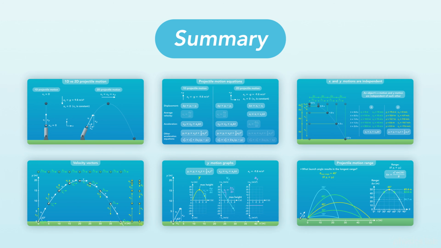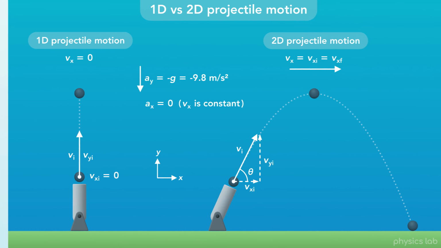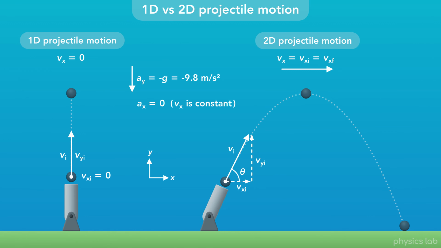Alright, so that's everything we're going to cover in this video. Let's do a summary of 2-dimensional projectile motion. In 1D projectile motion, an object only moves up and down in the y direction. In 2D projectile motion, an object moves in the x and y directions.